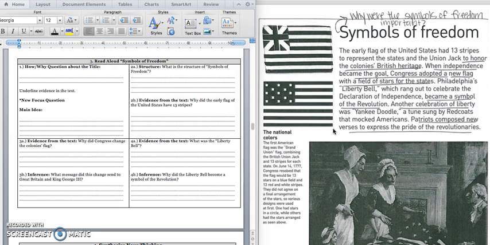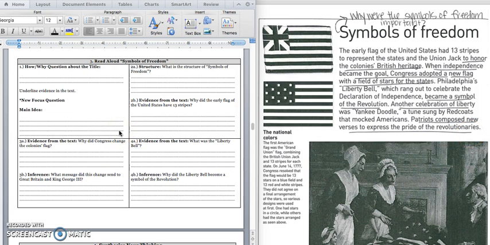All right, so I underlined different symbols of freedom. I underlined evidence about the new flag. That was a symbol of independence because they changed the flag. I underlined the part about the Liberty Bell because that became a symbol of freedom for the colonists. And I underlined the part about how they wrote new songs that talked about freedom.